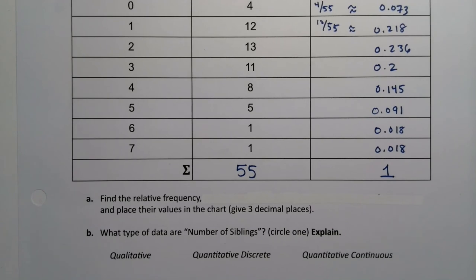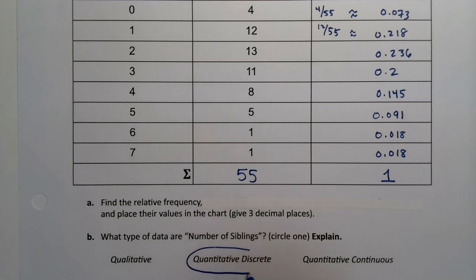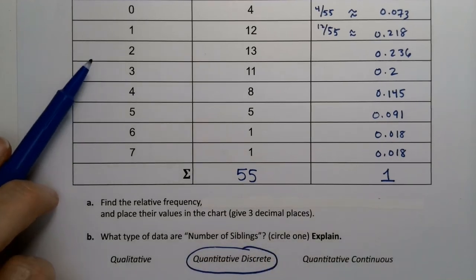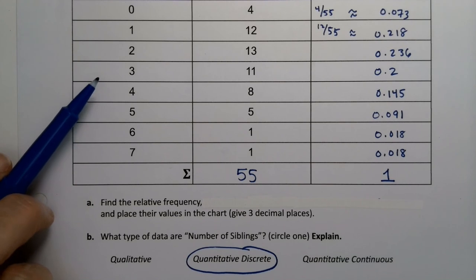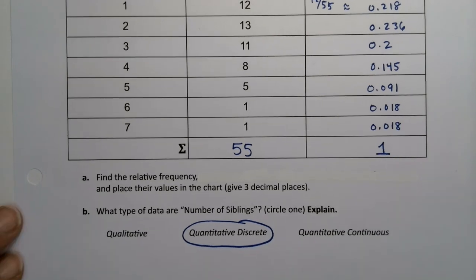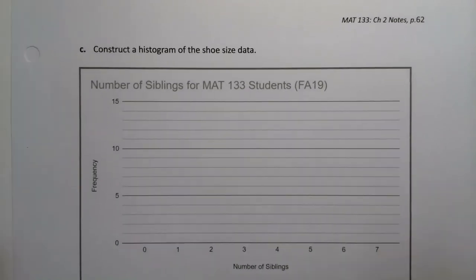Now the number of siblings is quantitative and discrete, right? You either have 2 siblings or you have 3 siblings, but you can't have 2.365 siblings. That doesn't exist. So it's definitely quantitative discrete. All right, now we want to make a histogram and a dot plot for these data. All right, so a histogram would be to have bars for each one of these.